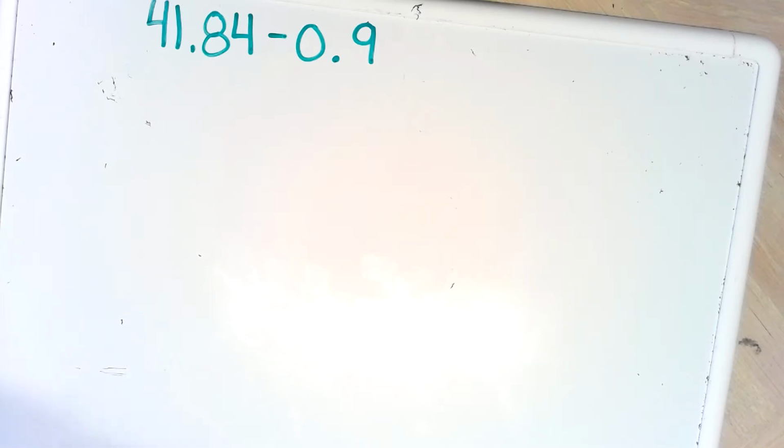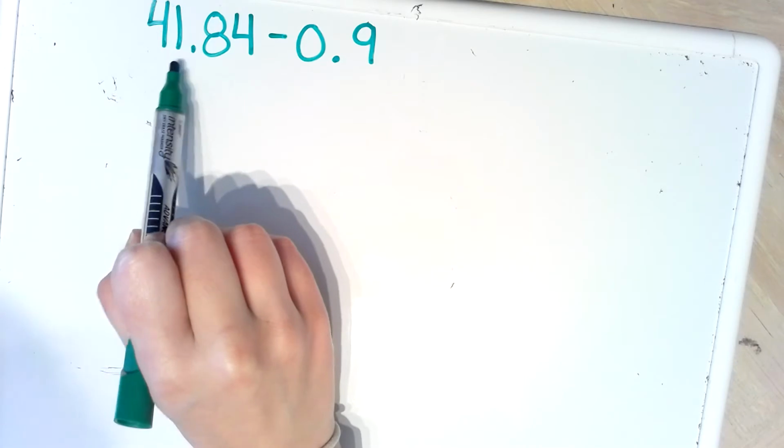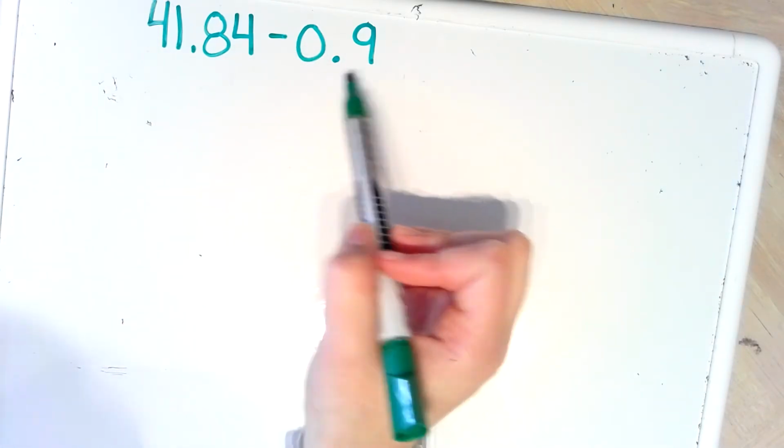All right, so this video is going to show you how to subtract decimals using the standard algorithm. So my problem is shown here. I have 41 wholes and 84 hundredths, and I need to take away 9 hundredths.